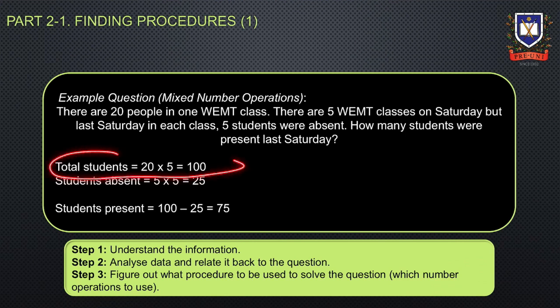The total number of students is 20 times 5, because there are 20 people in each class and that there are 5 classes, so there are 100 students in total. There are 25 absent students. There are 5 absent students in each class. There are 5 classes, so 5 times 5 is equal to 25. So therefore, the number of students present is 100 minus 25, and that results in 75.